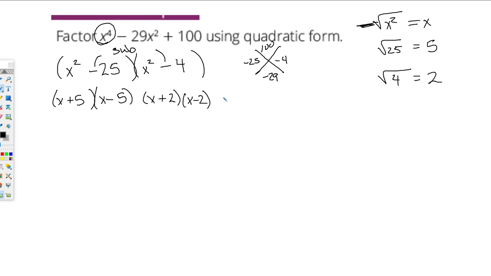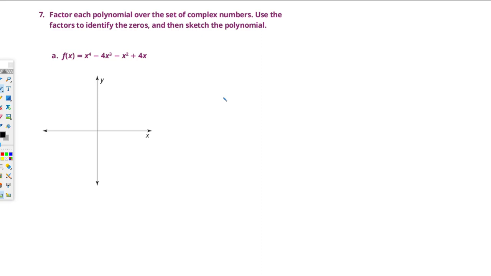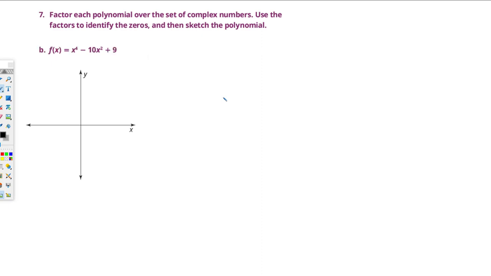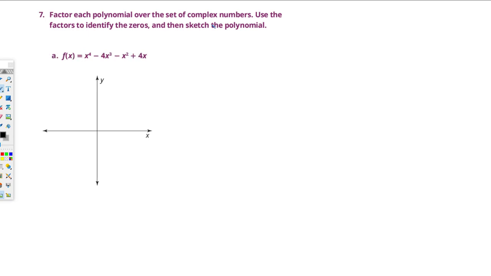I want you to do A and B, and then work on the talk. It is homework if you do not finish it in class. I hope to be able to go over A and B with y'all before we leave class, or at least show you the answers.